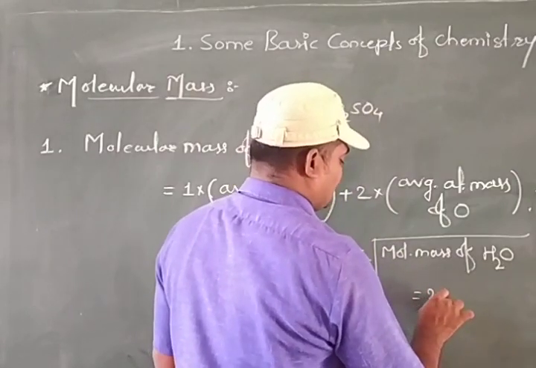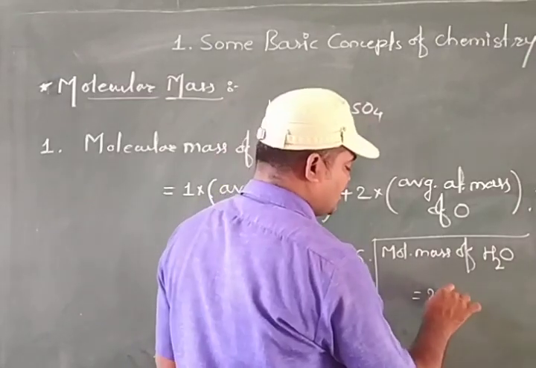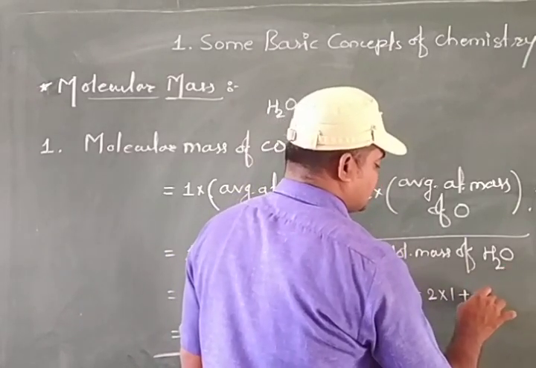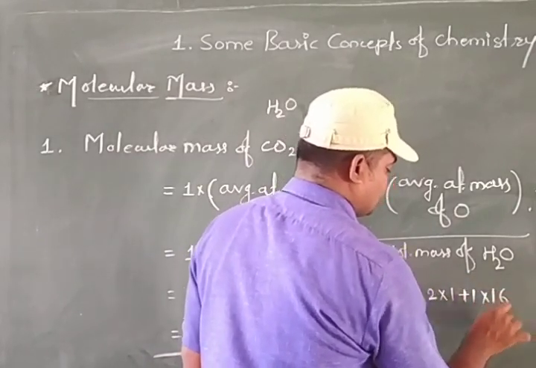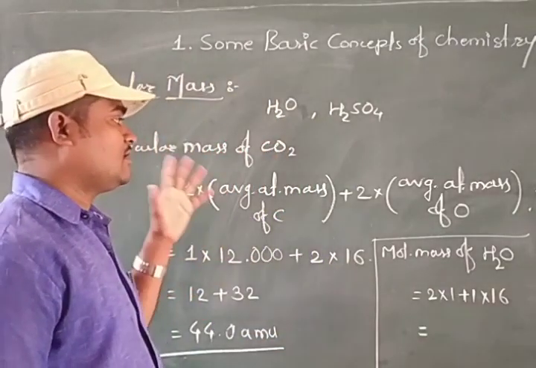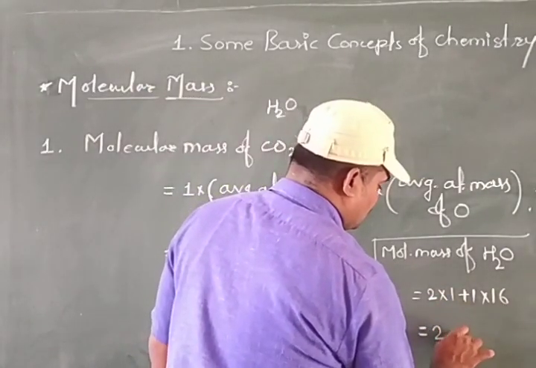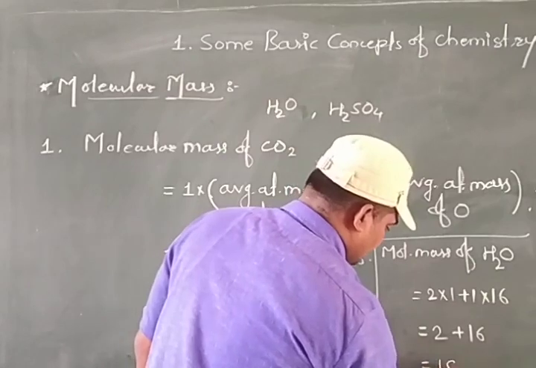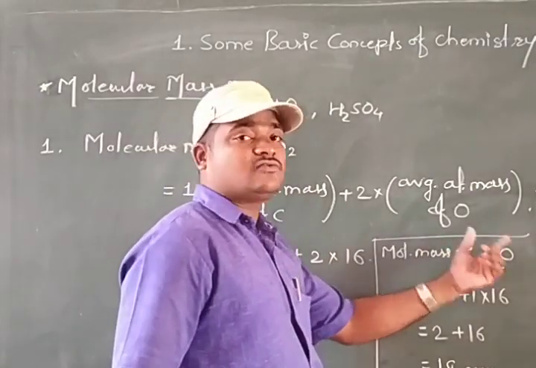In H2O, the number of atoms of hydrogen present is 2, multiplied by its atomic weight 1, plus the number of atoms of oxygen present in H2O, which is 1, multiplied by 16. Every time, instead of writing all these formulas, you can also just go on solving like this. So 2 into 1 is 2, plus 16 into 1 is 16, and 16 plus 2 you will get 18. So this 18 is the molecular mass of water.